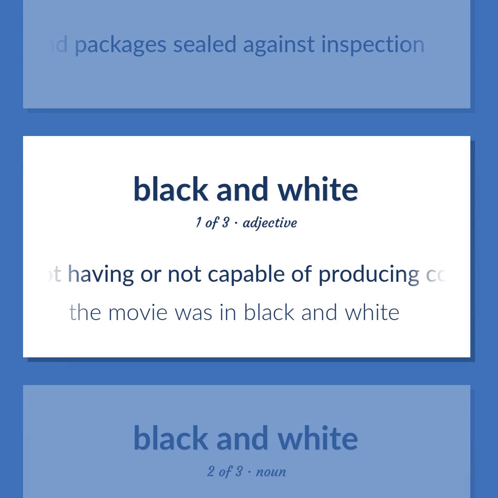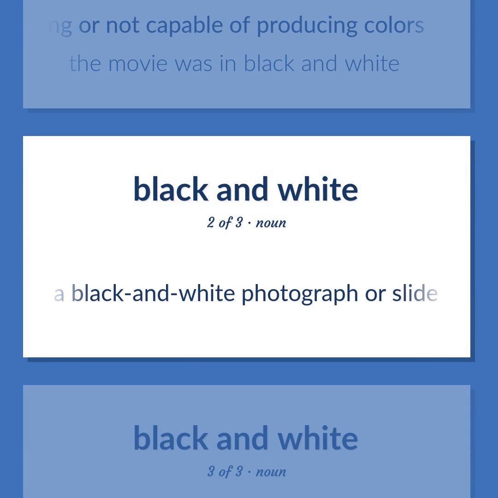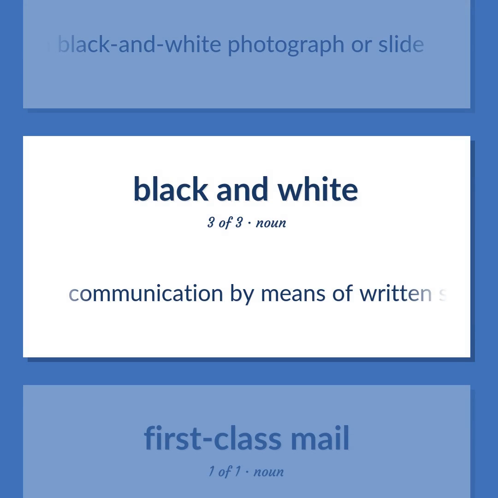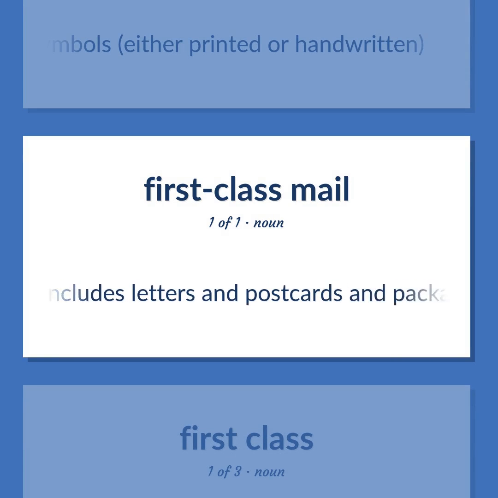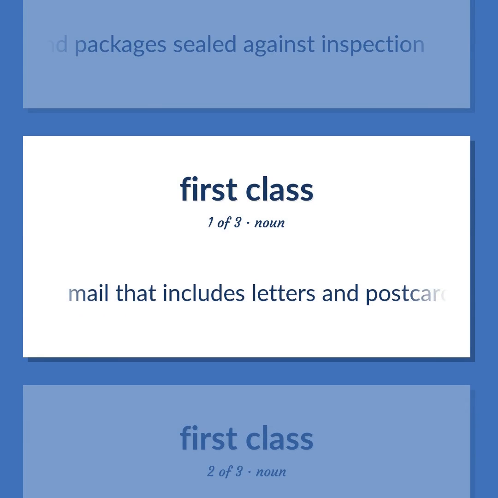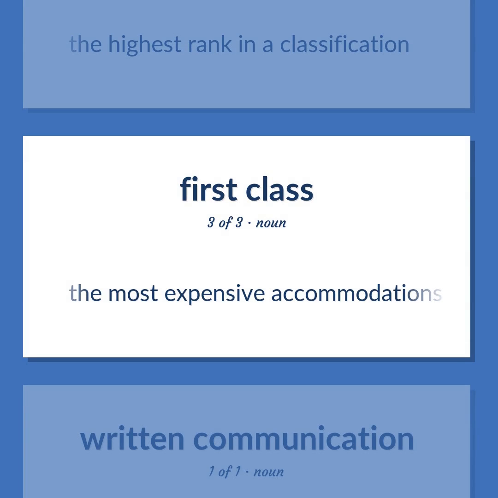Not having or not capable of producing colors. The movie was in black and white. A black and white photograph or slide. Communication by means of written symbols, either printed or handwritten. Mail that includes letters and postcards and packages sealed against inspection. The highest rank in a classification. The most expensive accommodations on a ship or train or plane.